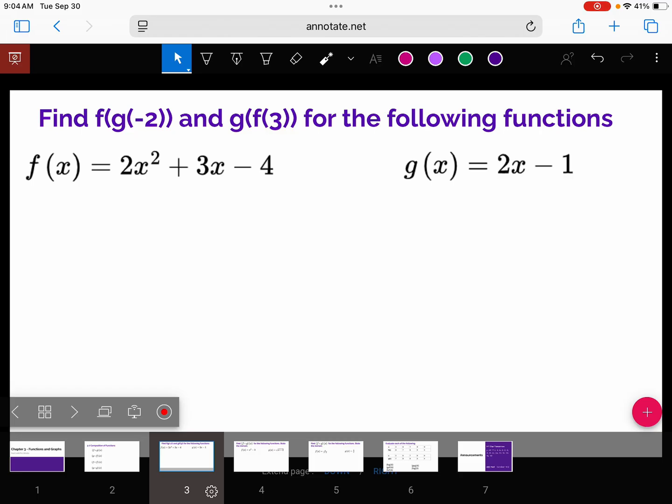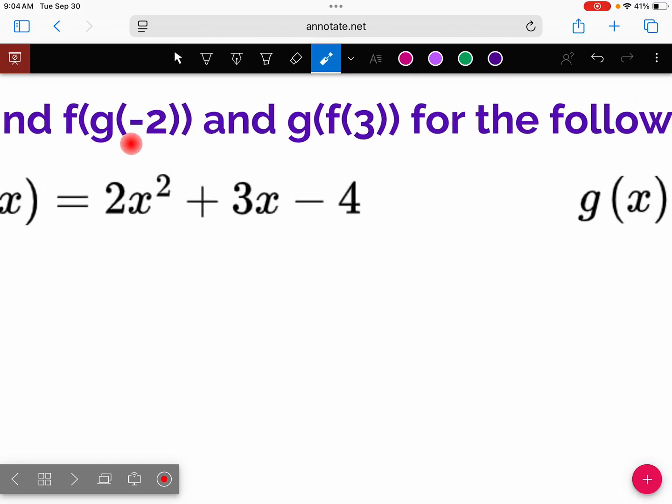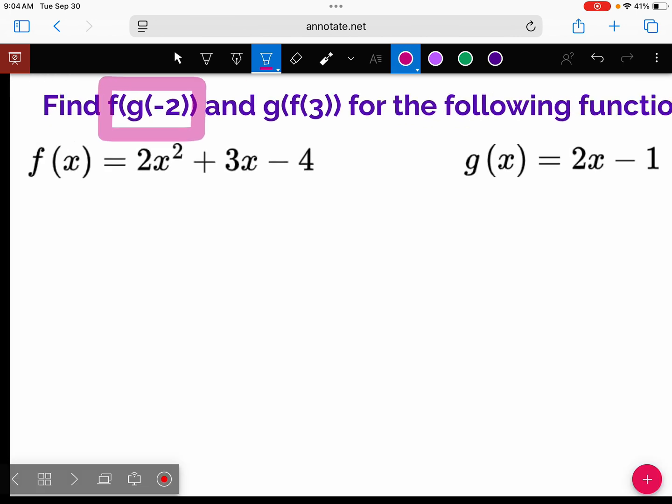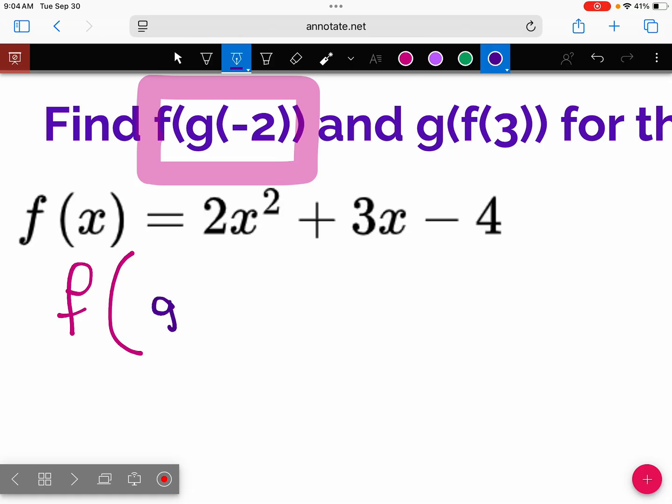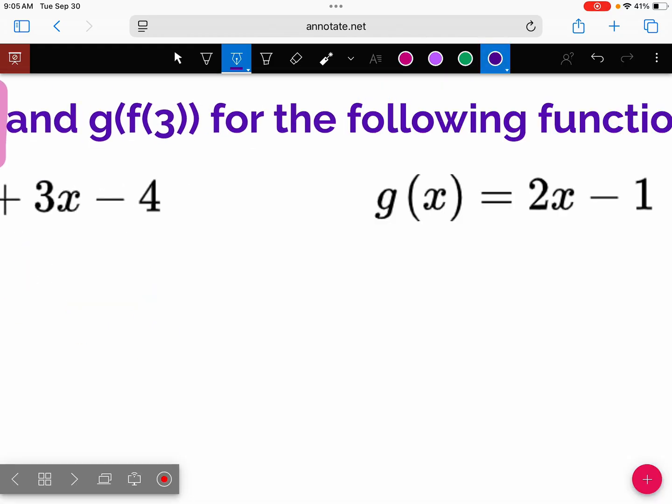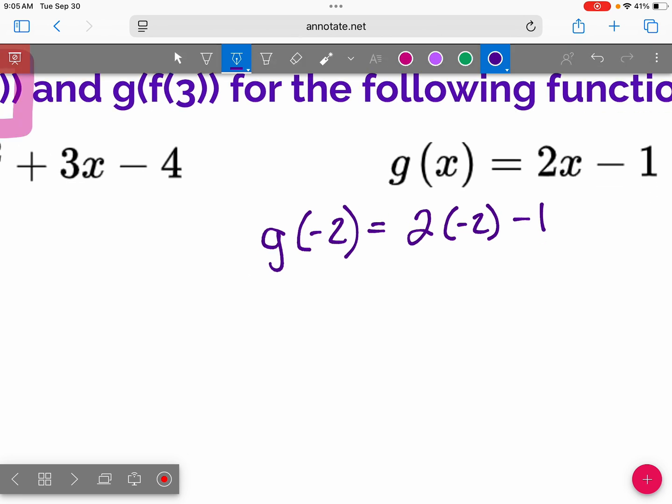When we're working with these and we're working with the physical numbers being put in, work from the inside out. When we're doing our f of g of negative 2, so start from the inside. Find your g of negative 2 first. G of negative 2 means we're substituting negative 2 in place of the x. 2 times negative 2. What do we get?